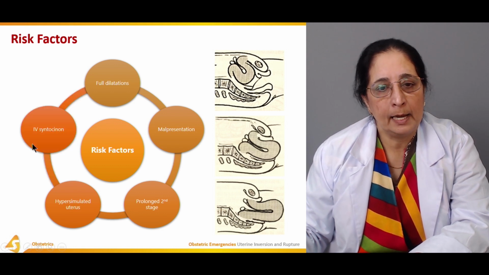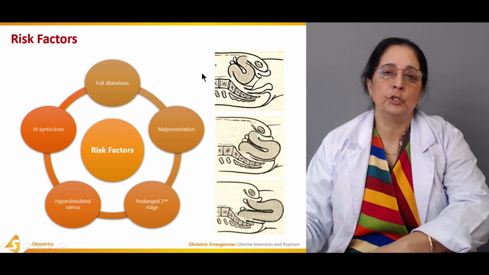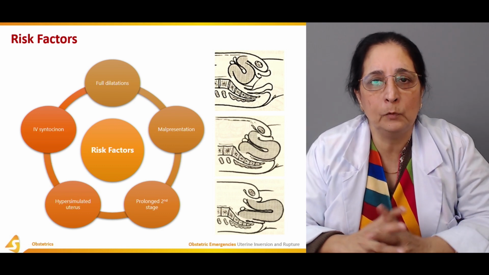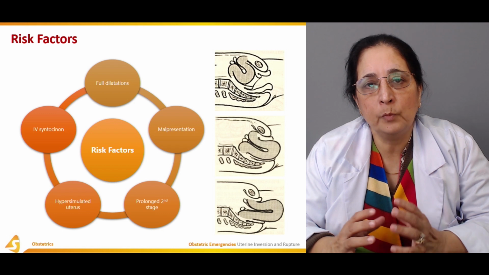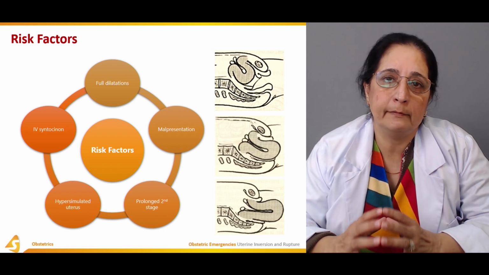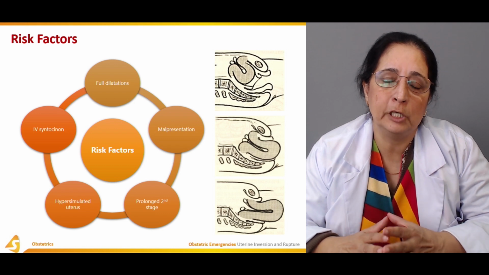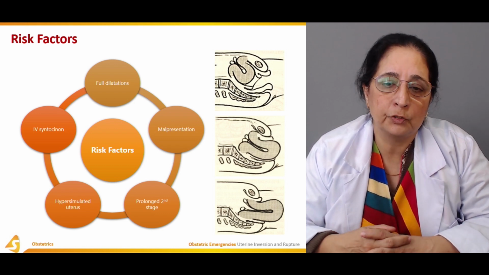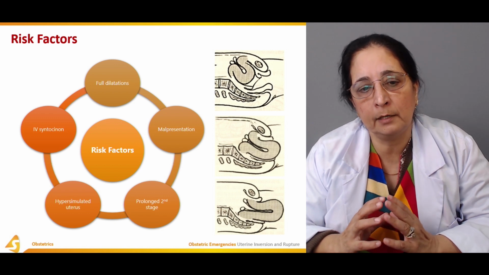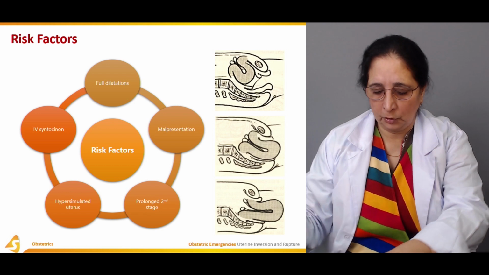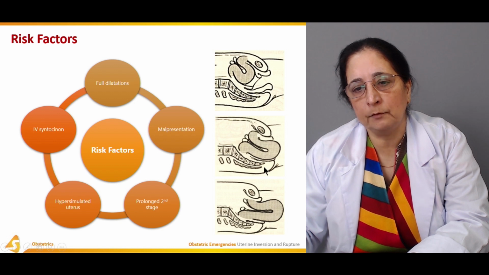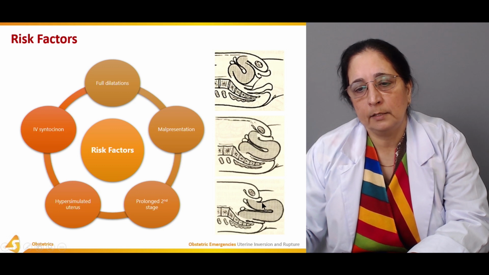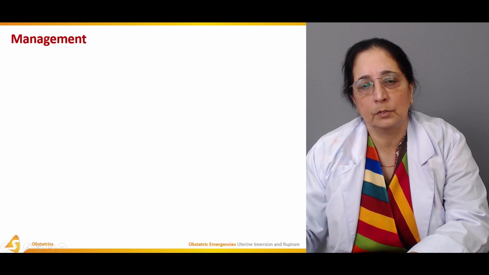Hyperstimulated uterus and IV syntocinon. Syntocinon is given to stimulate the uterine contractions. So if too much syntocinon or oxytocin is given, then it can cause hyperstimulation of the uterus and cause uterine inversion. So it should be given under very, very strict supervision and should not be overused. These are the pictures of uterine inversion. This is about the third degree, outside, and this is the fourth degree when it is completely out.